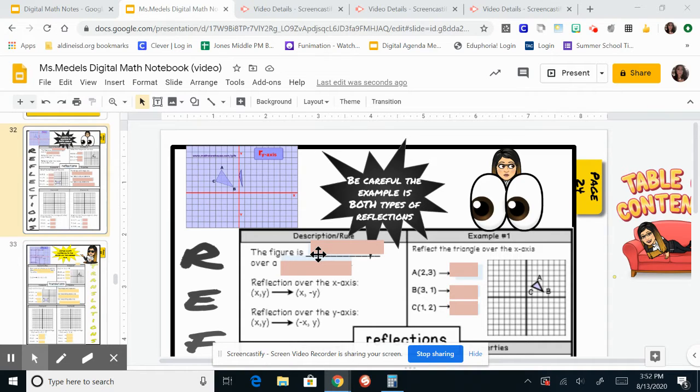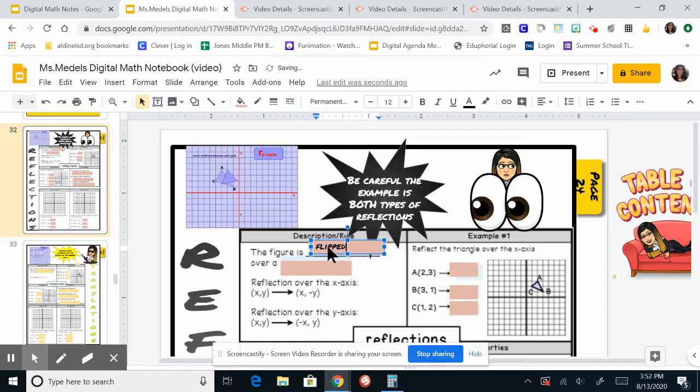So what usually happens when you do a reflection, all that means is that the shape or the figure is going to be flipped over an axis. So whether that be the x-axis or the y-axis, they will tell you.